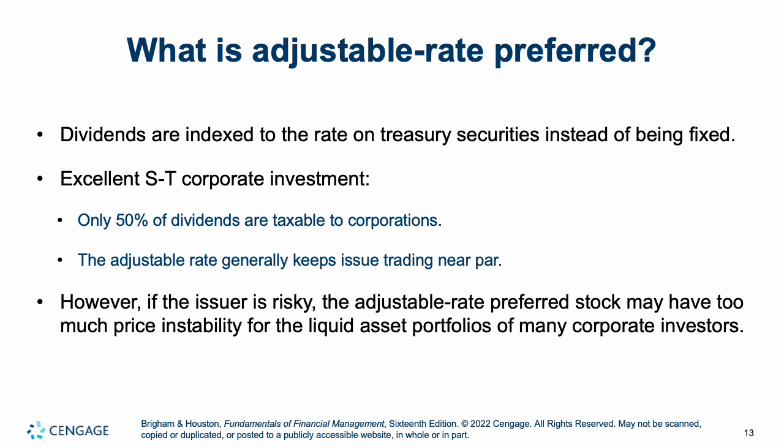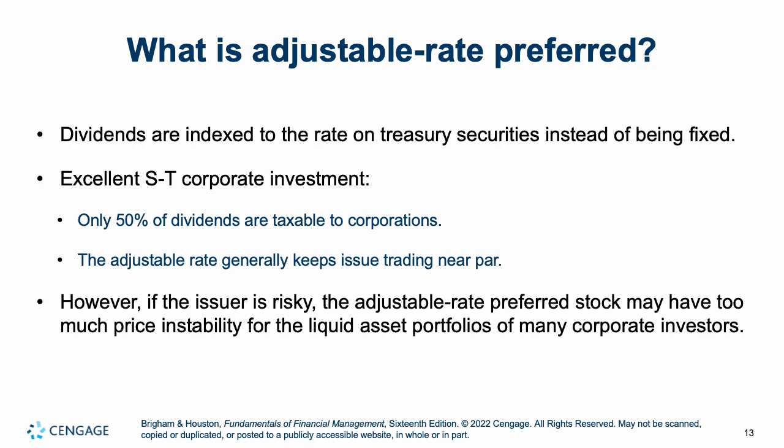What is adjustable rate preferred stock? In that case, it's preferred stock where the dividends are tied to the rates on Treasury securities instead of being fixed. So instead of just saying we're going to pay a 5% dividend, they're variable. So if interest rates go up, they go up. If they go down, they go down. And they can make what's an excellent short-term corporate investment.